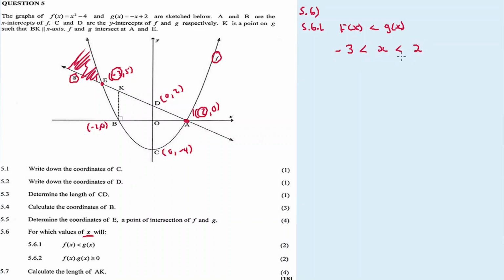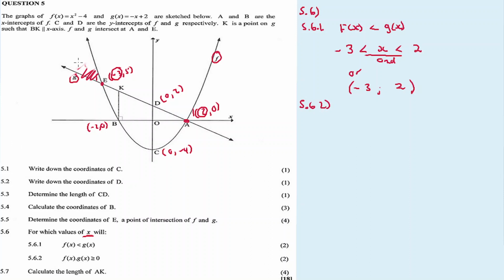This less than x less than, it simply means and. The x values that will make f of x less than g of x are whenever x is between minus 3 and 2. Or I could write it using interval notation: negative 3 excluded, 2 excluded as well. So that is our answer for 5.6.1.